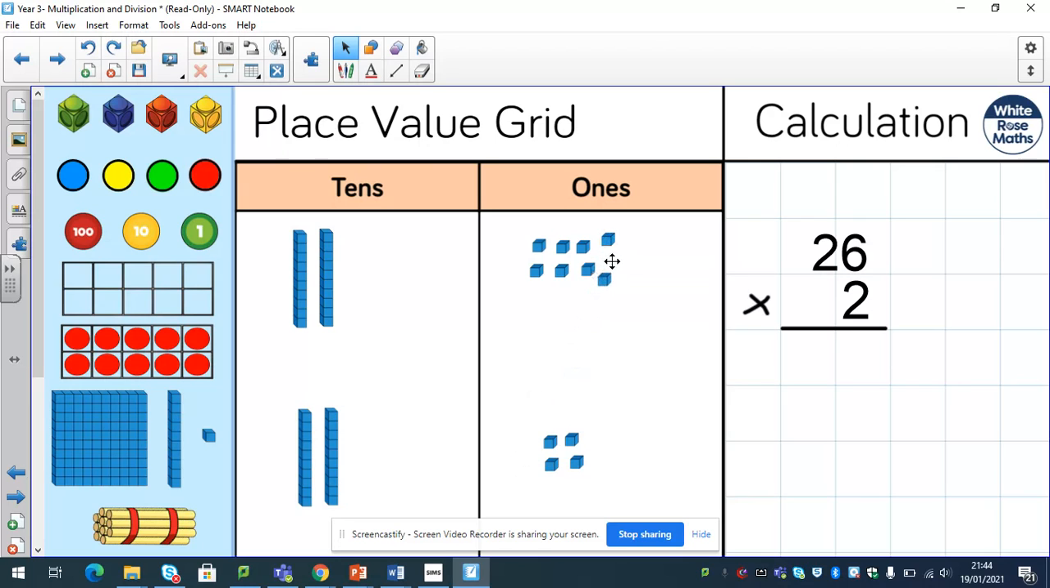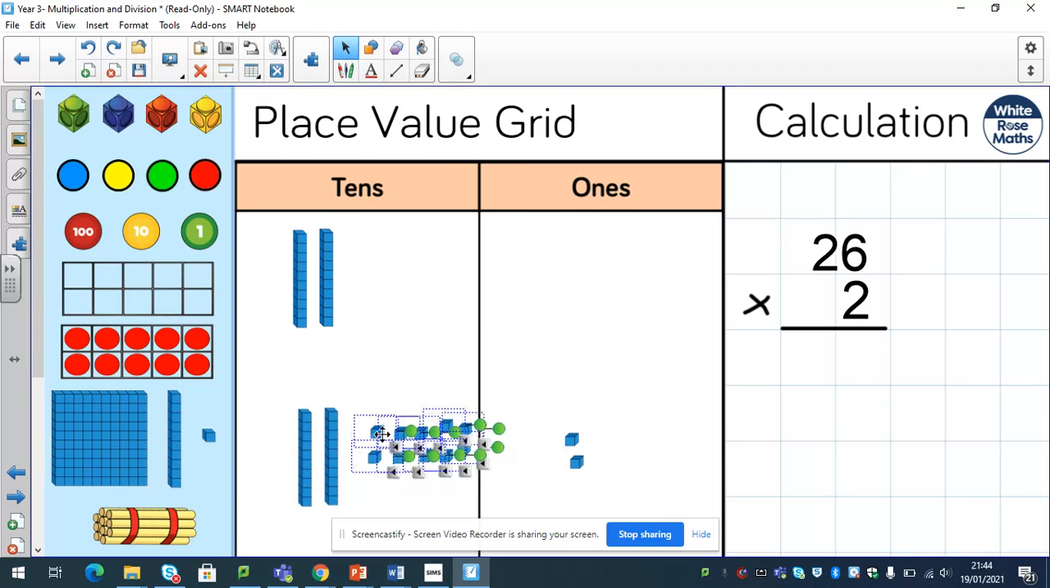So what I'm going to do first of all is I'm going to group 10 of my ones together. Okay, so our 10 ones arranged like that are exactly the same as a tower of 1. 1, 2, 3, 4, 5, 6, 7, 8, 9, 10 ones. Okay, so the first thing I need to do is I need to take those 10 ones over into my tens column, and I'm going to pop them down there at the bottom.